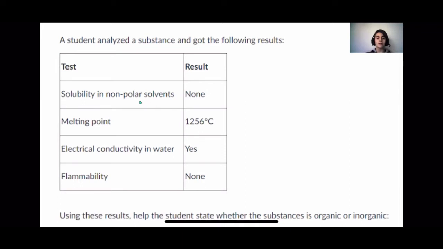That is a characteristic of an organic element. The melting point is at 1,256 degrees Celsius, which is a really high melting point, and it has no flammability.